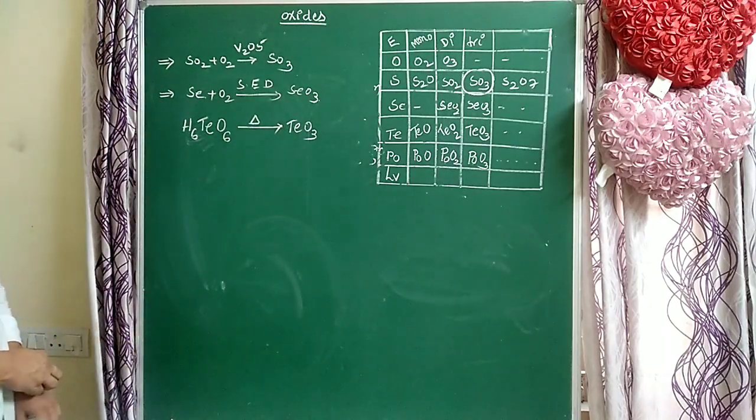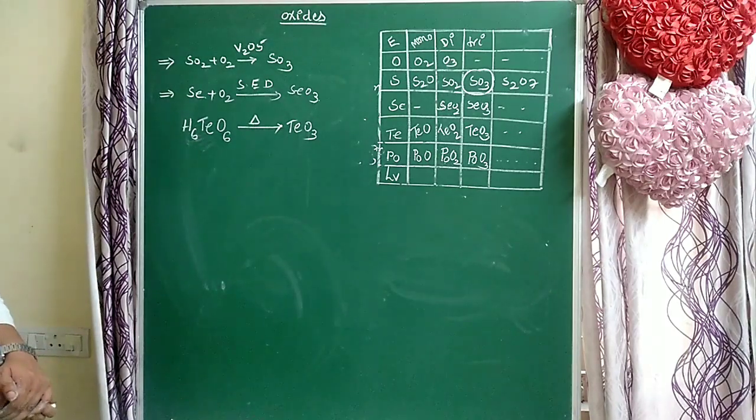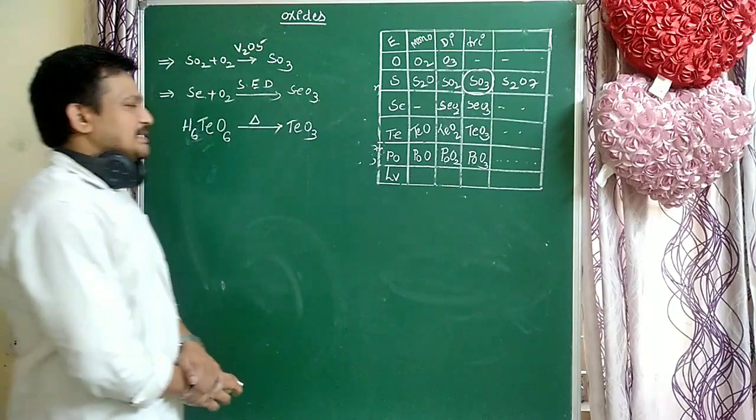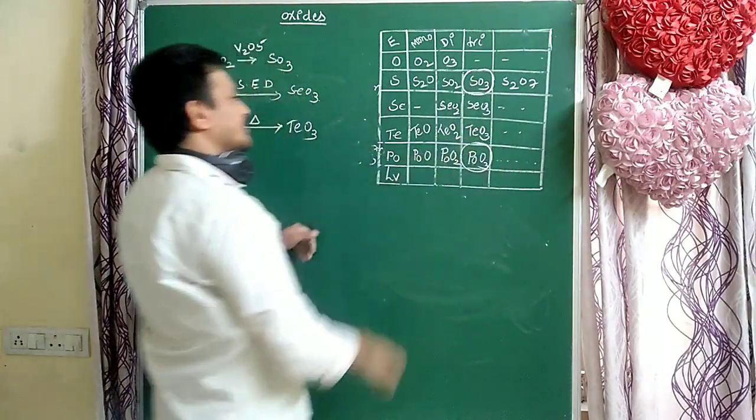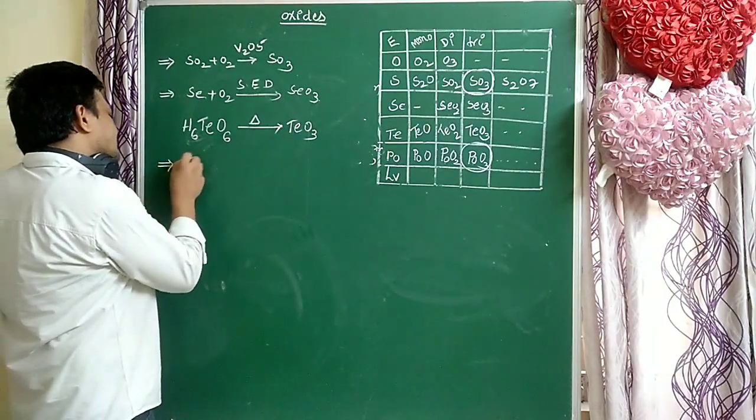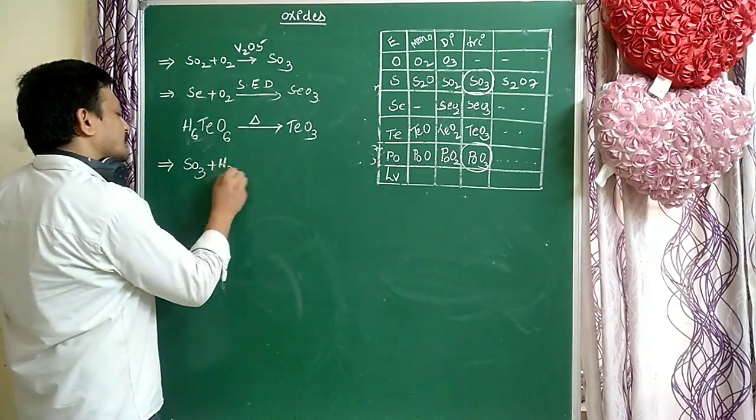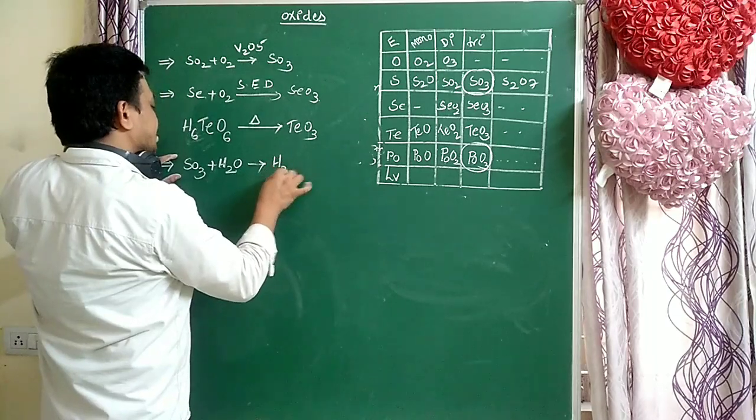Here selenium, tellurium, polonium. Polonium oxide is very less stable. Polonium oxide is very less stable when compared to the remaining. So all trioxides easily dissolve in water to form weak acids.